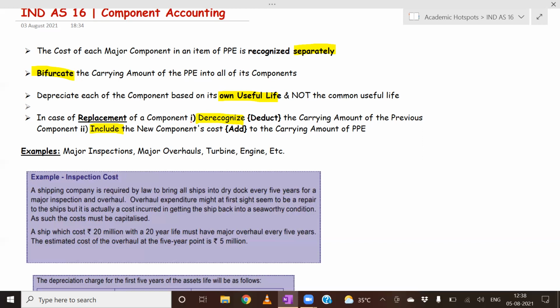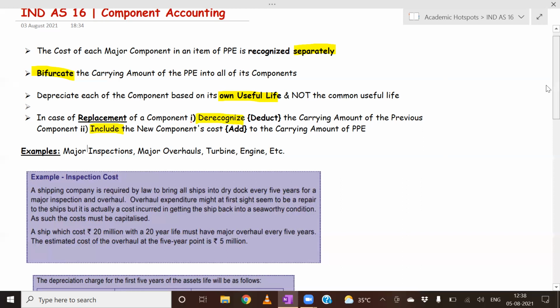Before we move on, I'll just give you a few examples of what could be major components that we need to do the component accounting for. They may be major inspections, major overhauls, there may be a turbine, it might be an engine, etc. But just make sure before you do the component accounting that each of these components is really eligible to be classified as an asset or eligible to be capitalized. So you need to check for the asset recognition criteria as well before we capitalize them and continue the accounting.